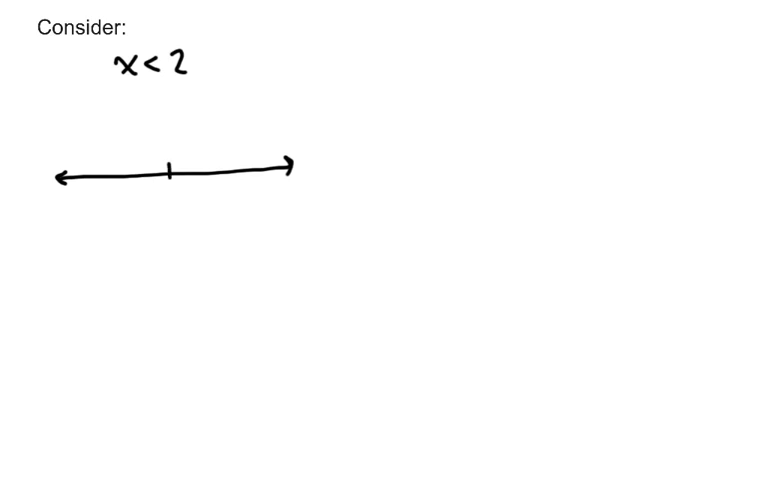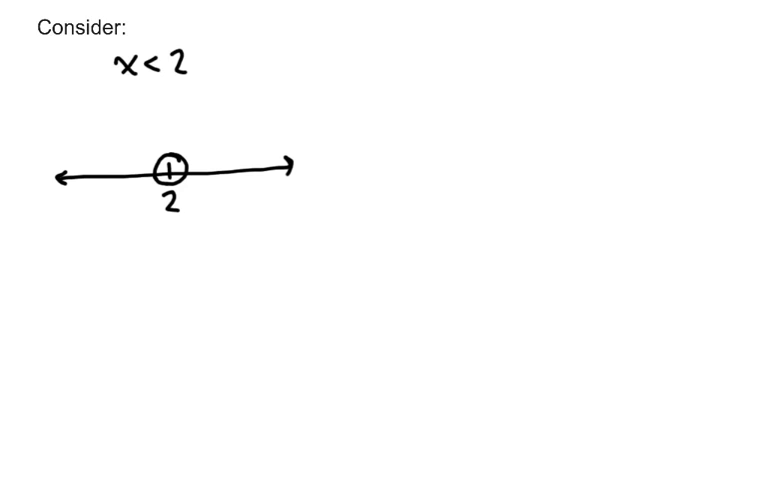So the first thing we did was find out where 2 was. And then we asked ourselves, could our solution equal 2? And in this case it can't, because it's got to be strictly less than 2. So the way that we signified that was with a circle. Then we drew an arrow that basically shaded the number line to the side which included all of our solutions.